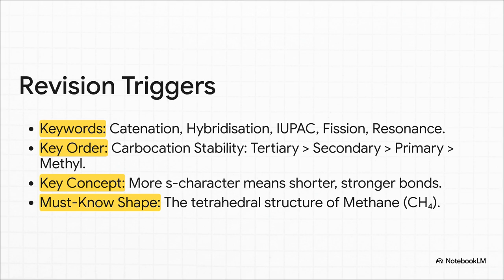The key concept, more S character means stronger, shorter bonds. That explains so much about bond lengths and acidity. And the one must know shape, the perfect tetrahedron of methane. This is the absolute core. Master this, and you're golden.